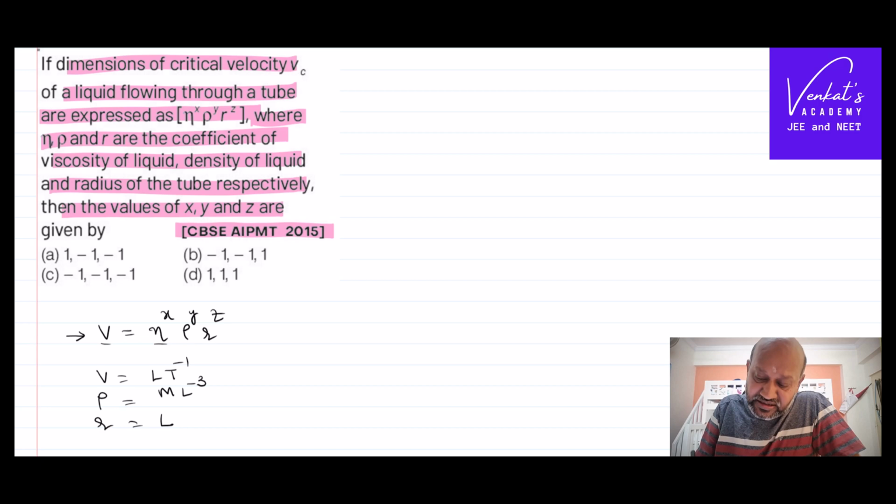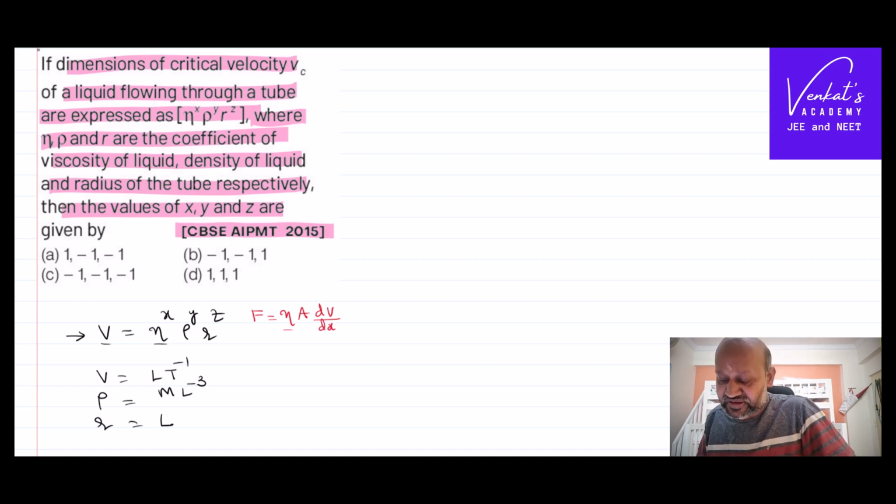What we need to remember is that the viscous force is equal to eta times area times velocity gradient dv by dx. Eta is the proportionality constant here, and area is the area of cross section. This is the basic definition that we get for viscous force in the coefficient of viscosity chapter. To get the dimensional formula of eta, I'm writing that formula here.